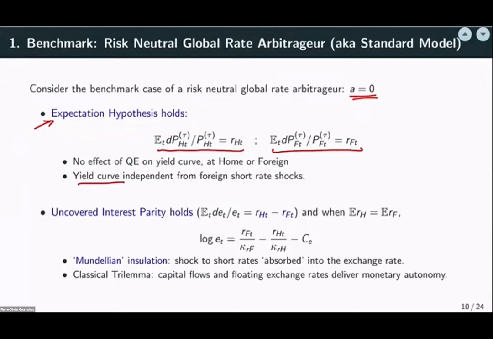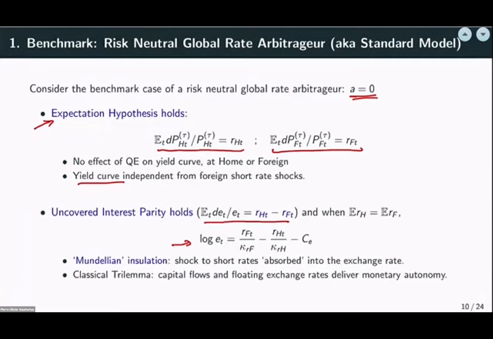And the exchange rate, if the global rate arbitrageur is risk neutral, then uncovered parity is going to hold. So the expected rate of depreciation is just going to be the difference in the short rates. And if those short rates have the same unconditional mean, then you can actually solve for the exchange rate and find an expression for the exchange rate that just depends on the short rates. And this kappa here is the mean reversion coefficient on the short rate. So that's basically telling you the exchange rate is a function of the current and future expected short rates, and the future expected short rates revert back to r-bar at speed kappa. So this is just the standard expression.